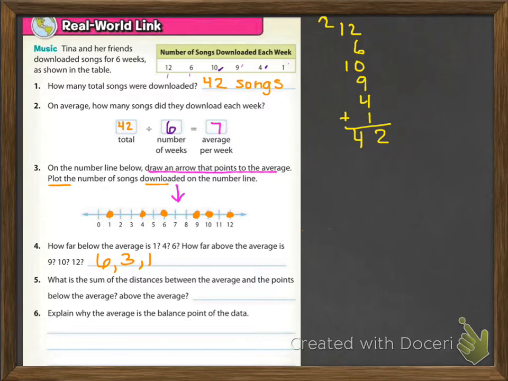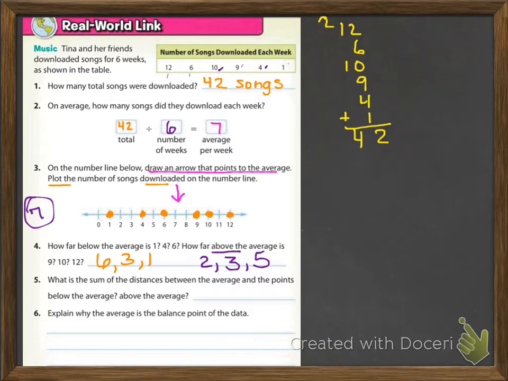And then I'm going to switch colors just so it's not confusing. It says how far above the average is 9, 10, and 12. So 9 is going to be 2 above the average. Remember, our average is 7. You can't forget that's the number we're working with here. So that's 2 because 7 plus 2 is 9. And then they want to know about 10. So that would obviously be 3. And the last one they're asking about is 12. So that would be 5 above the average.